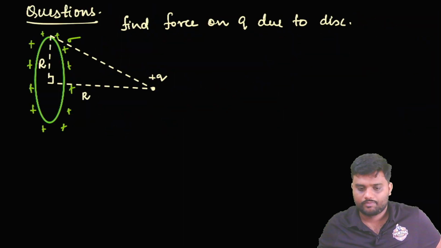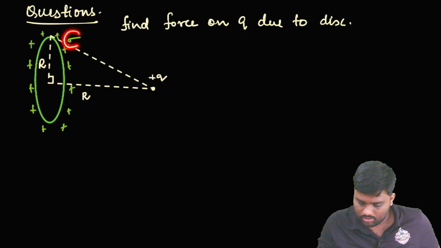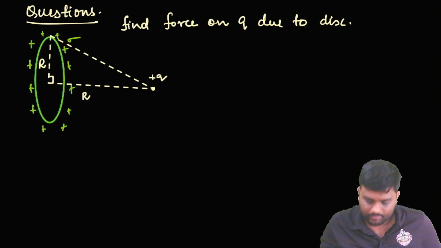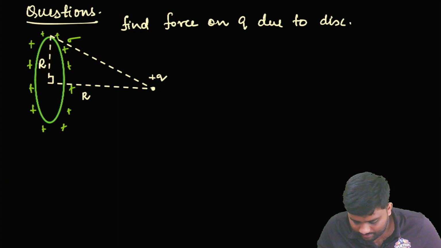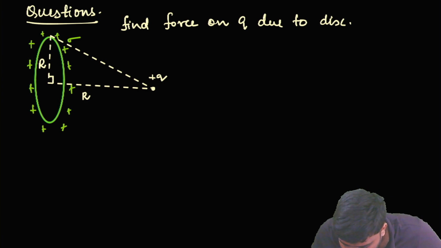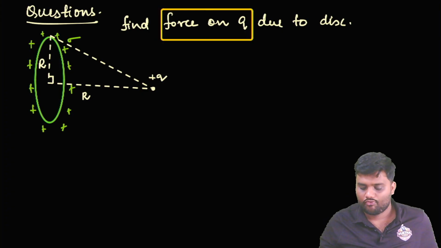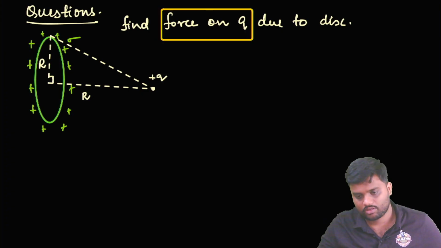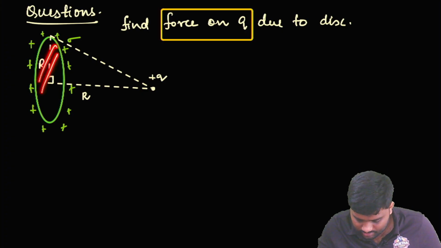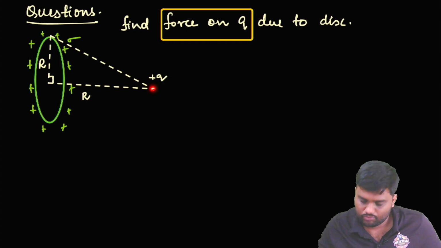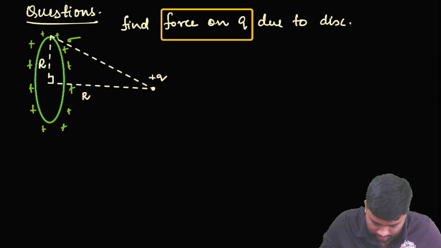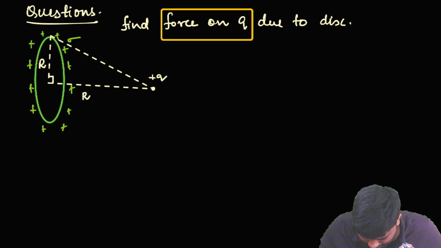Let us find out. You are having a disk of charge density sigma. The disk has radius r. This is also radius r. You need to find, they are asking you to find the force on q due to the disk. Due to this disk, what is the force on this q? See, it is very simple. See, electric field due to the disk.